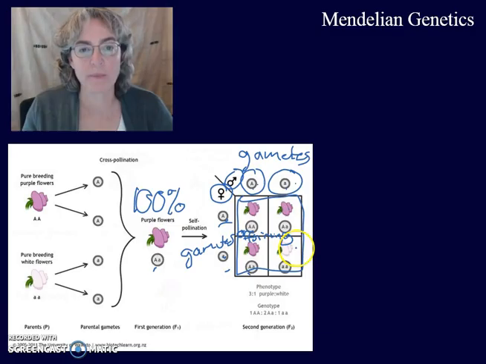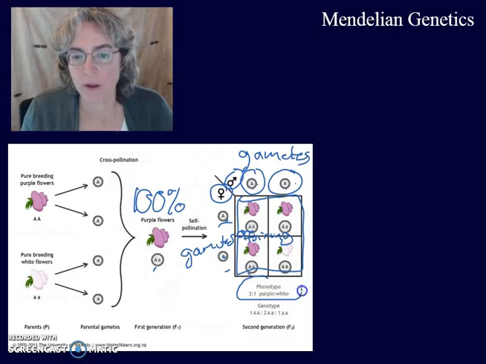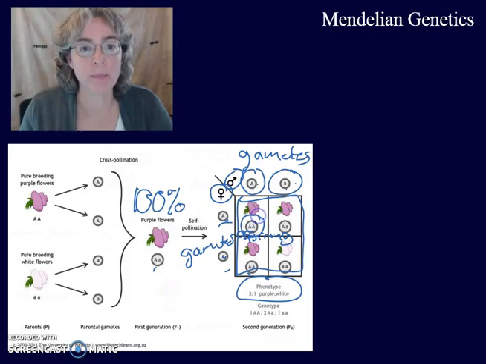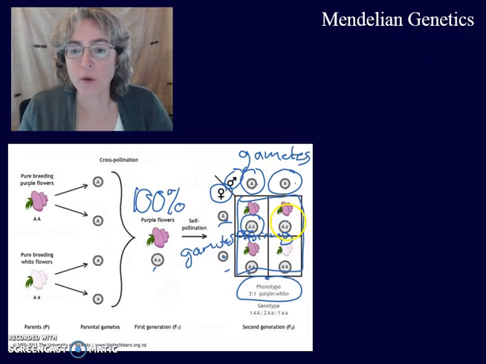So this is why Gregor Mendel came up with that ratio of three purple flowers to one white flower. But if you look, the genotypes aren't 3-to-1. You have one genotype that is big A, big A, so two dominant alleles. You have two genotypes here that are big A, little a, and then you've got one genotype that's little a, little a.